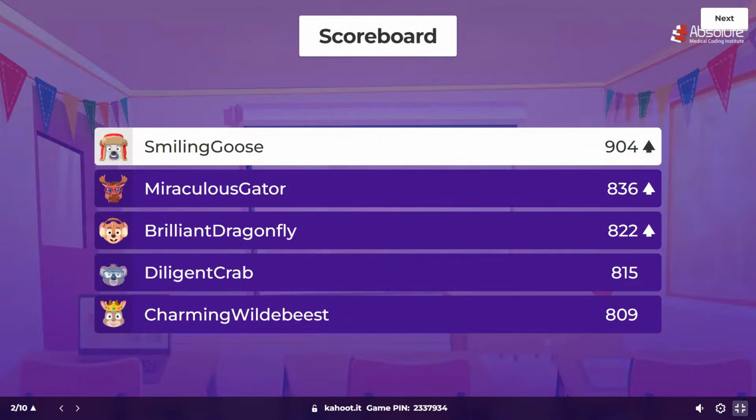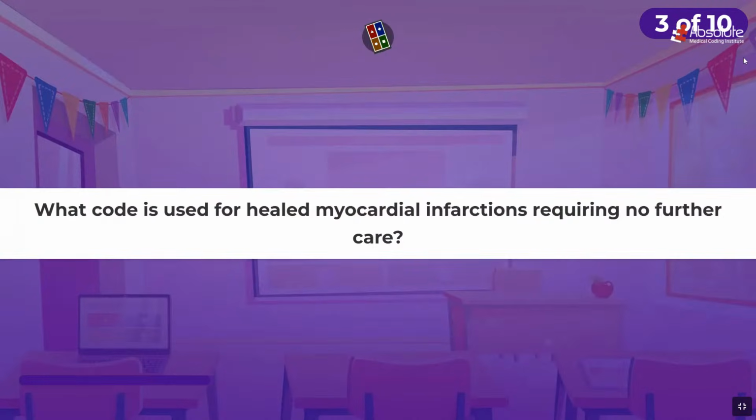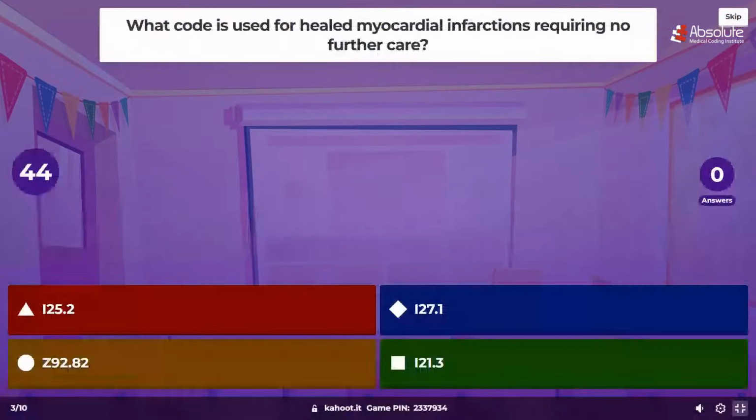All right. In first place, now we have Smiling Goose. Nice job, Smiling Goose. All right. Next up. What code is used for healed myocardial infarctions requiring no further care? Is it going to be red I-25.2, blue I-27.1, yellow Z92.82, or green I-21.3? And again, you can find all the answers to all of these questions in the guidelines. So I made sure that all of the answers are going to be found in the guidelines.